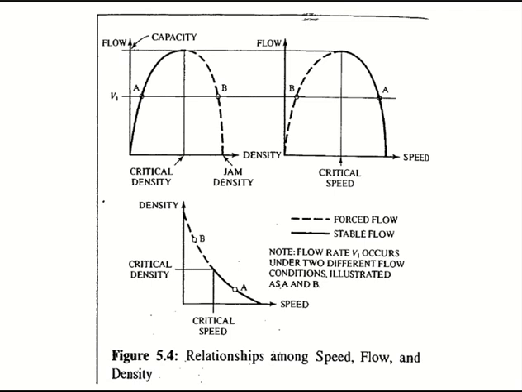Stuck. Completely stuck. Okay, you see what happens? The queue starts and then it gets longer, right? It keeps on getting longer, which means the flow keeps on getting lesser and lesser, until a time comes when the whole segment is jammed. That is the point of jam density. Clear? Everybody else clear?